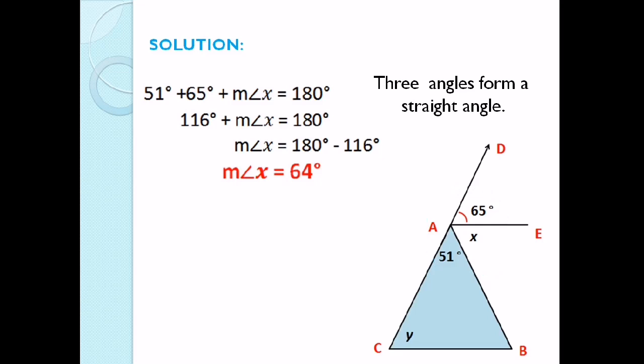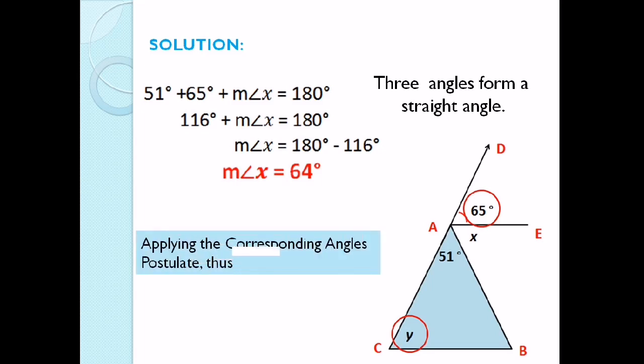So, how about the value of y? So, kung mapapansin, there is a relationship between 65 degrees and y. So, applying the corresponding angles postulate, since 65 degrees and y are corresponding angles and according sa ating postulate, they must be congruent. So, therefore, measurement angle y is 65 degrees. So, that is for our first example.